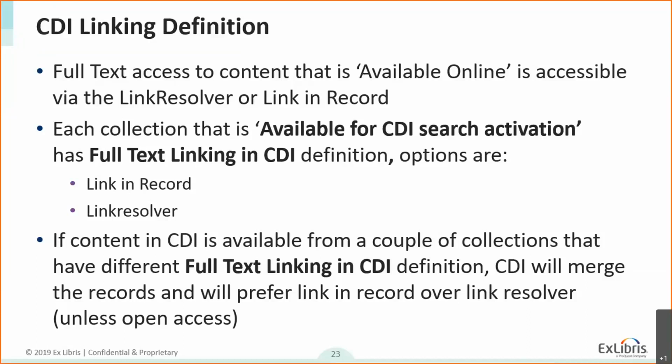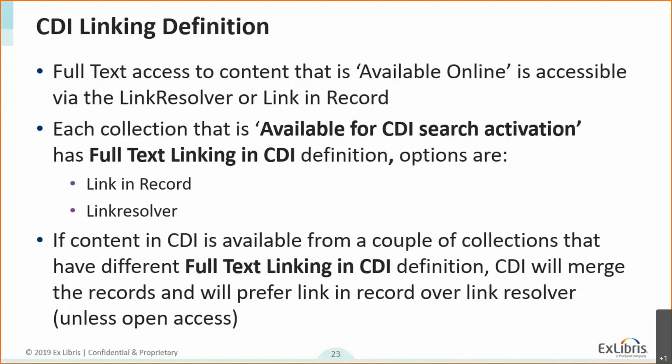Every collection that is available for CDI search activation, so this is an attribute of the collection, will also have another attribute that is called full text linking in CDI. This attribute, which you can find on the level of the collection, can have two options, either linking record or link resolver. So the way to know if the access to the content of a specific collection will be done through the link resolver or through link in record is through this attribute, full text linking in CDI.